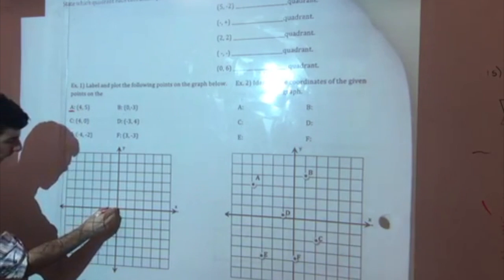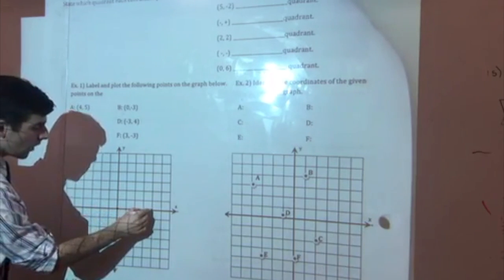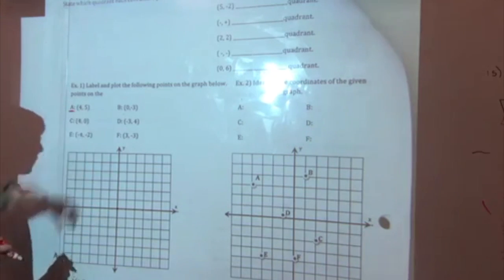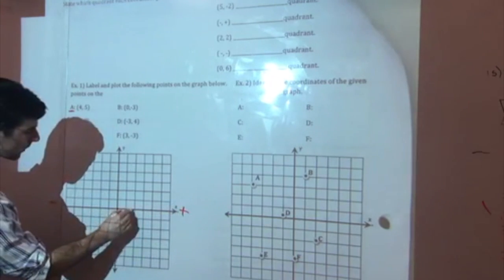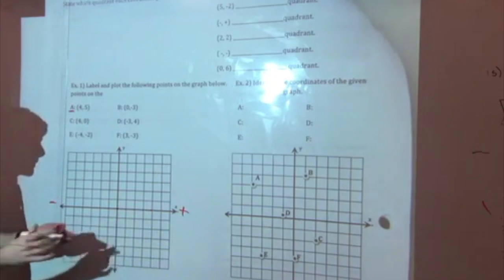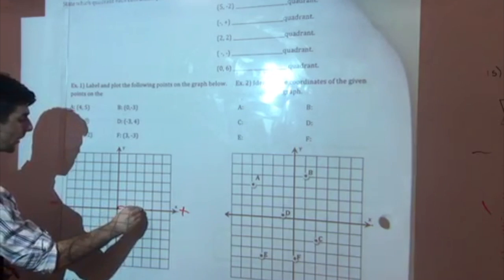So I start here at the origin. 4 says I'm going 4 to the right. The reason I'm going right is because it's a positive value. This is the positive direction, negative direction. So I'm at 1, 2, 3, and 4. If you're someone who messes that up, you can do a little loop or a wave, whatever you want to call it.